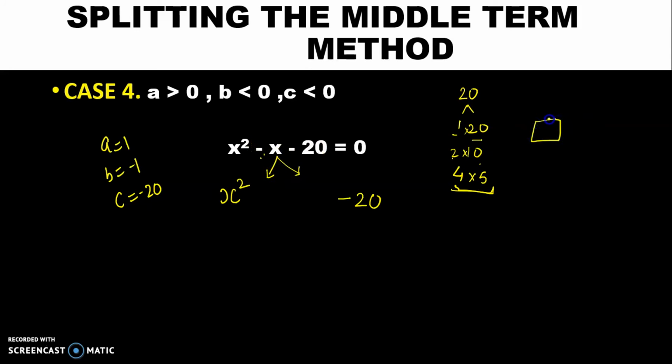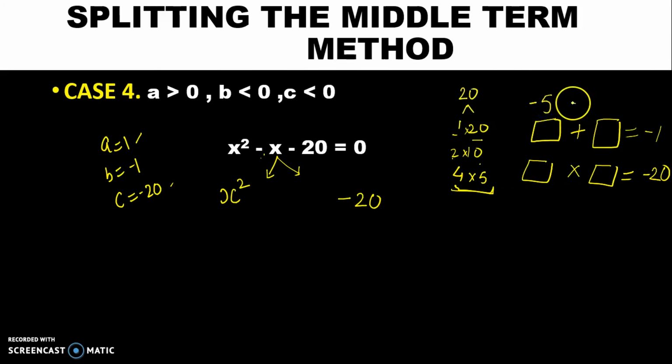So, again, we will make two boxes such that their sum should be, you must remember that, their sum should be coefficient of x, that is minus 1, and their product should be a multiply c. A is 1 and c is minus 20, that is minus 20. Now, if I write minus 5 plus 4, will we get minus 1? Yes. And if we multiply these two, minus 5 multiply 4, we will get minus 20. Remember that if we write minus 4 and plus 5, the answer will be 1, not minus 1, right? So we will not use this. We will use minus 5 and plus 4.